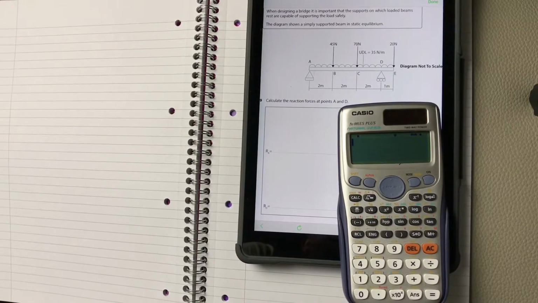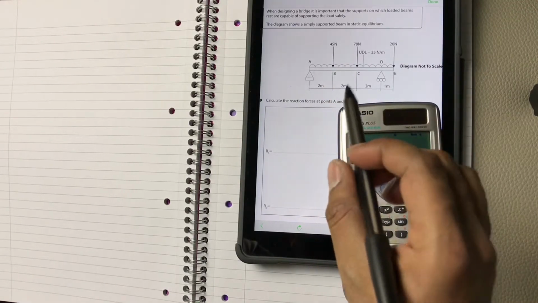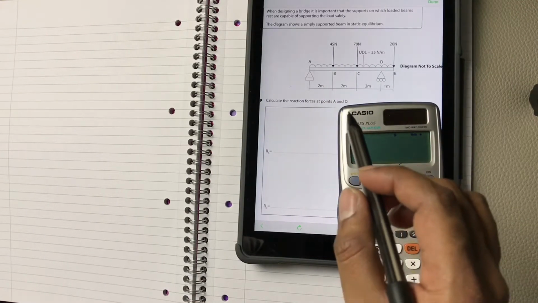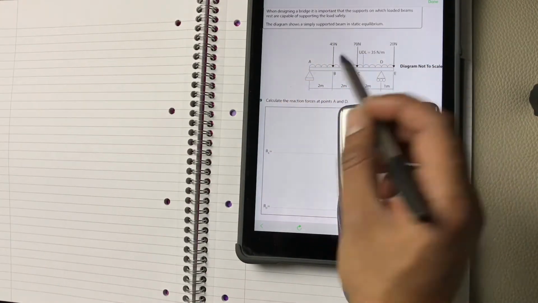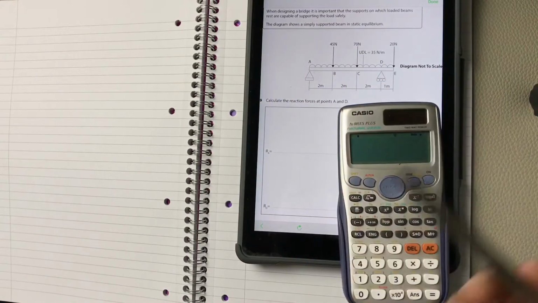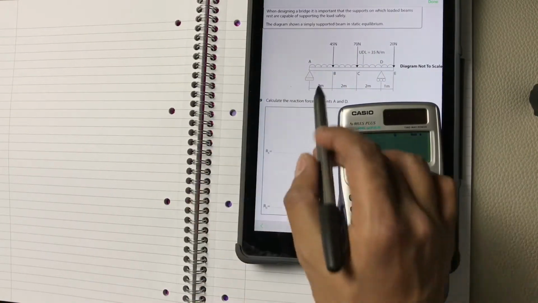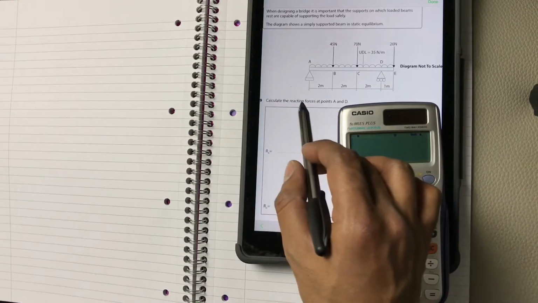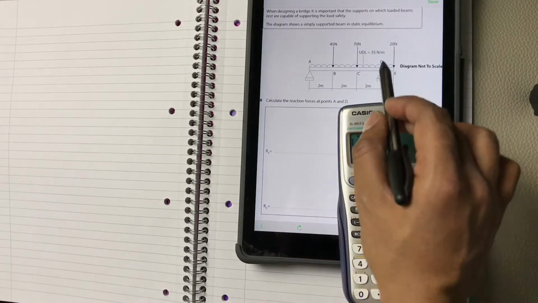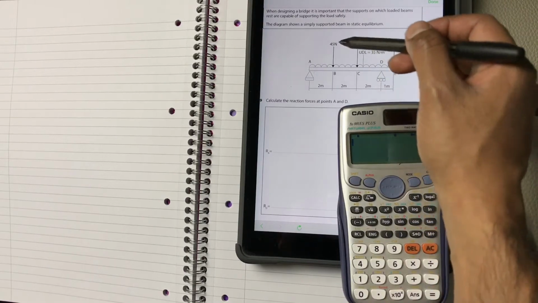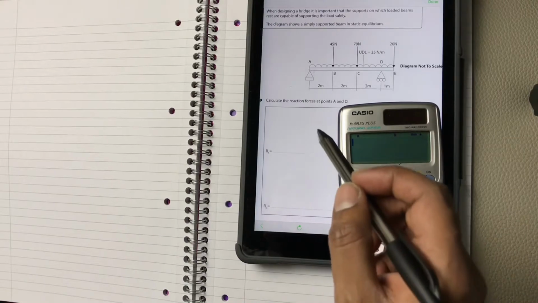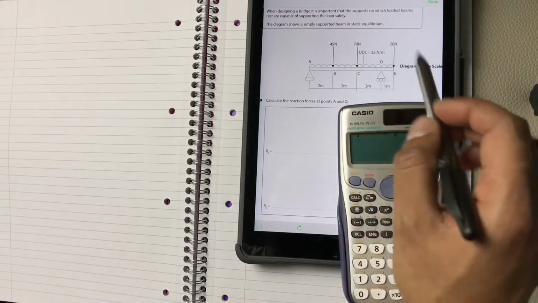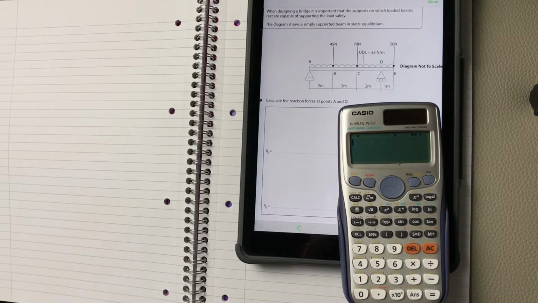Hi students, in this video I'm going to show you how to solve a problem on simply supported beams. This is the ninth question in the sample question paper published by BTech, which you will find on my website. This is the diagram given. What you have to do is calculate the reaction forces at point A and at point D. You are given various forces that act on this beam, and you have to find the reaction forces. I'm going to show you how to go about solving this problem.